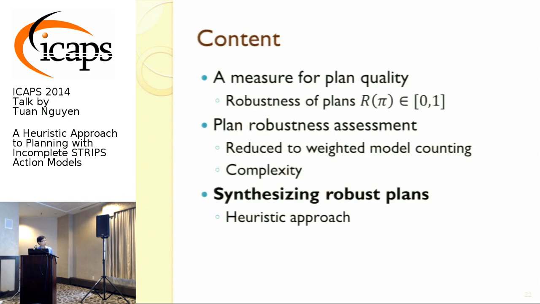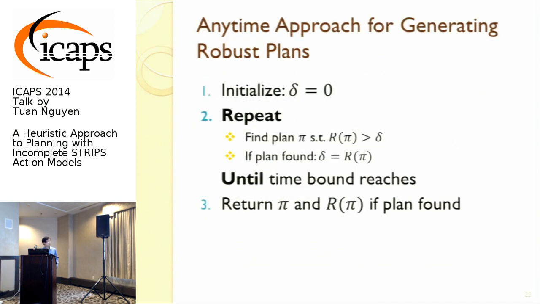Next, I will talk about synthesizing robust plans using a heuristic approach. In our approach, we use an anytime method where initially we have a threshold delta, which is zero, and we try to find a plan whose robustness is greater than delta. And if a plan is found, then we update that threshold and we continue. There are two parts in my approach: the first one is the heuristic, and the second one is the search.